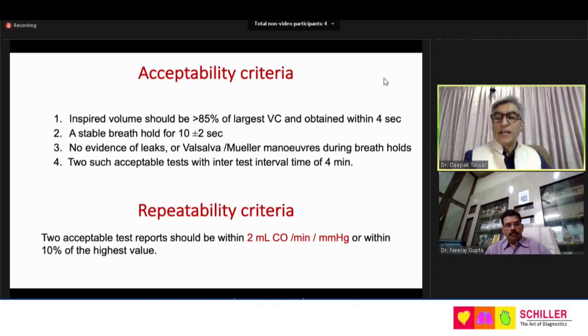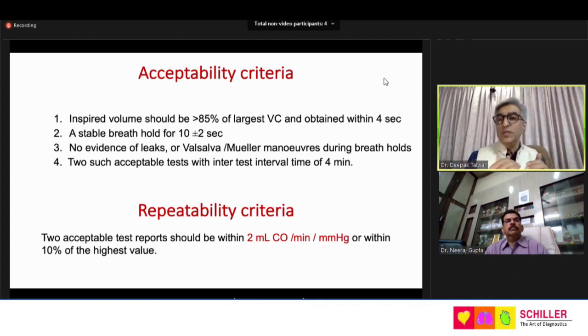As we know, we have acceptability criteria for spirometry and for lung volumes done by body box. We also have acceptability criteria for the diffusion study. Diffusion results in the same patient at different points of time or different attempts would differ. So the inspired volume should reach within 85% of the largest vital capacity, so that you get enough gas into the lungs, and it should be obtained within 4 seconds. Then you should be able to hold the breath for 10 plus or minus 2 seconds, that means 8 to 12 seconds. There should be no leaks, no Valsalva, no Muller's maneuver during the breath hold, and you need 2 such acceptable tests with a test interval time of 4 minutes.